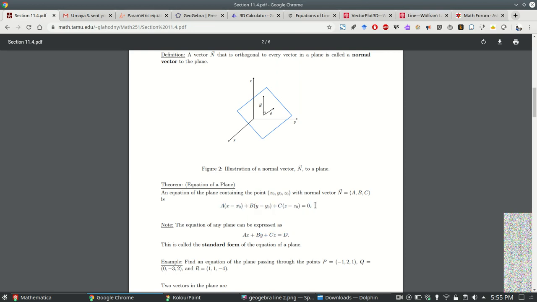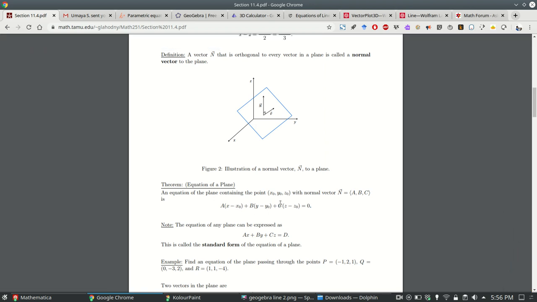where the normal vector is A, B, C, or any multiple of the normal vector. It doesn't matter. And then the point that is on the plane is x0, y0, z0, right? Now, for this particular plane, in this particular problem, c equals 0, because there is no crossing of the z-axis for this plane. But that is a problem on Mathematica.